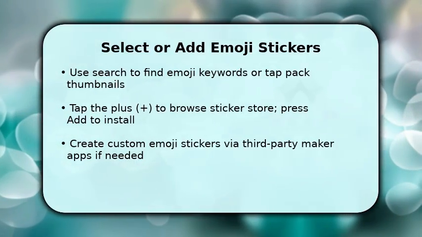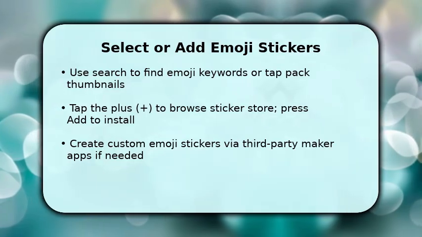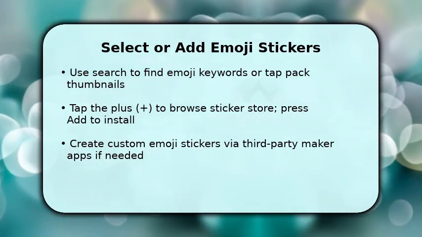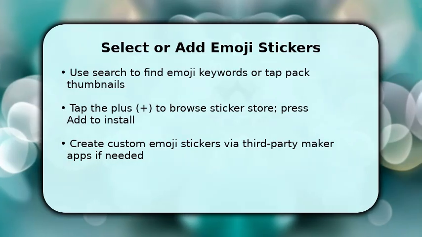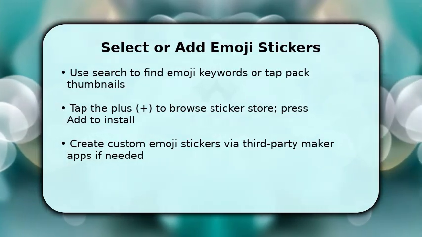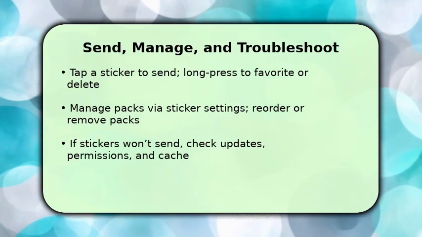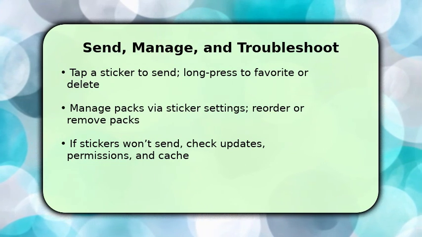Export a transparent PNG with emoji design, import to the maker, then add to WhatsApp. This approach gives unique emoji-styled stickers. Tap any sticker to send instantly. If you long press, you can favorite it for quick access or remove it from recent.